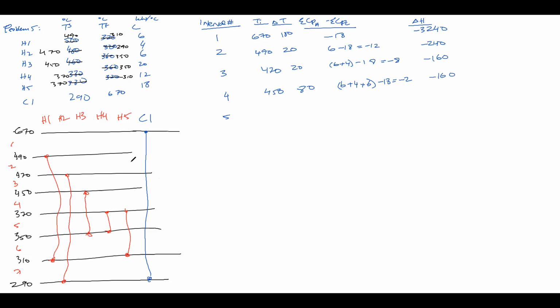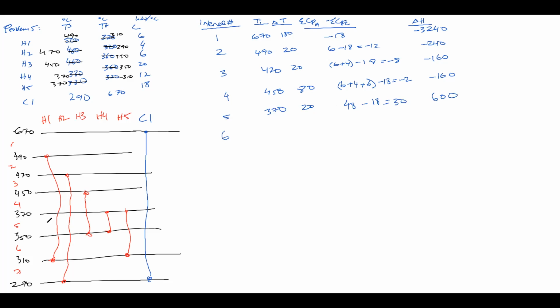Interval 5 is this guy, starts at 370, ends at 350, so delta T is 20. And it has all the streams, right? So summation of CP hot will be all of these guys. 6 plus 4 plus 6 plus 20 plus 12 is how much? This is 48, minus C, which is 18. So this is 30, 30 by 20 is how much? 600, okay, good.